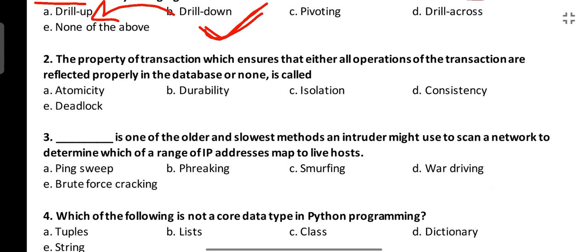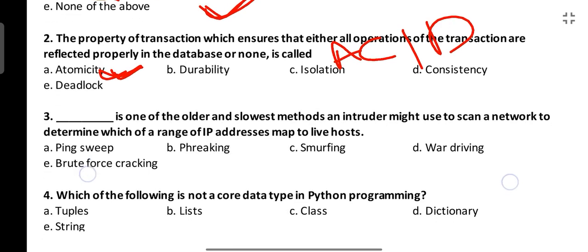Next is the property of transactions, which ensures that either all operations of the transaction are reflected properly in the database or none. So either all or none is a property known as atomicity. So we should know what are ACID properties: atomicity, consistency, isolation, and durability. These things we should know. So if you have not studied this, please go ahead and study.